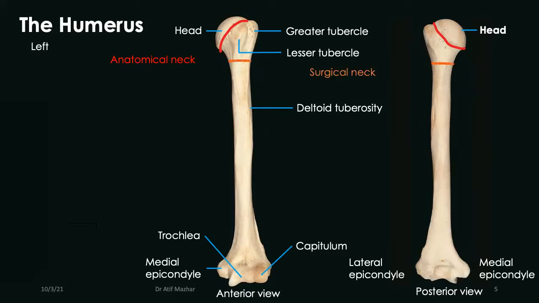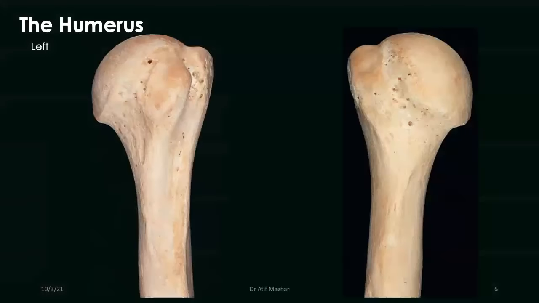Now, surgical neck. Surgical neck is the weakest area, the place where my proximal humerus meets with the shaft. And if there's a fracture occurring, the most common site is at this location, and it has certain clinical correlation, and that is coming up.